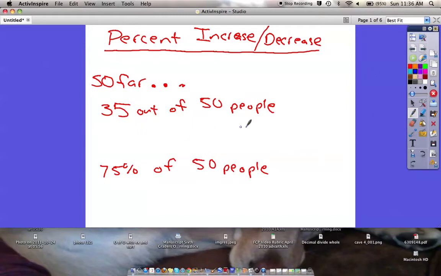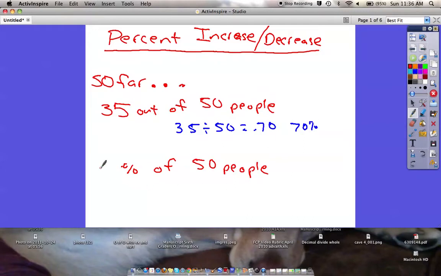So far, we've had things like this. We've had situations where you have a certain number out of a total number. So this would be an example, 35 people out of 50 people. And for this one, we would just do 35 out of 50. And if you did 35 out of 50, you would get 70%, or 0.70, which is 70%. That's one of the things that we have done so far.